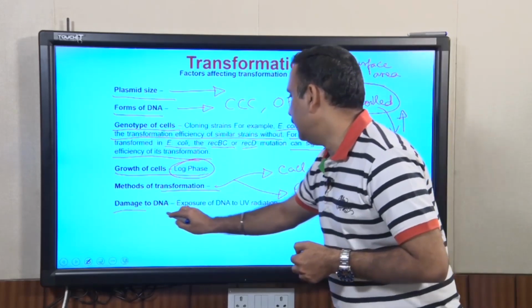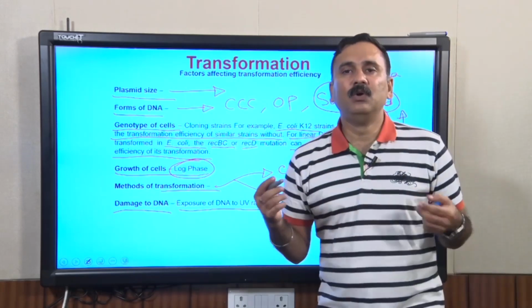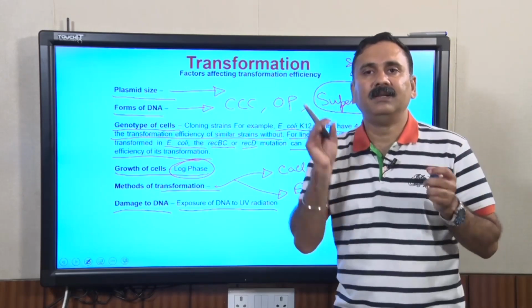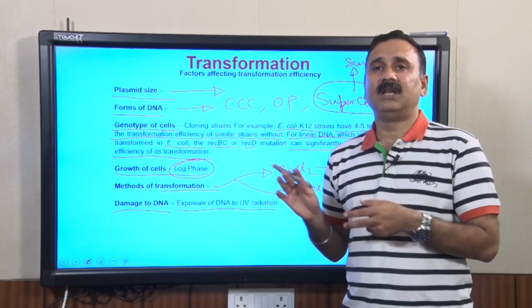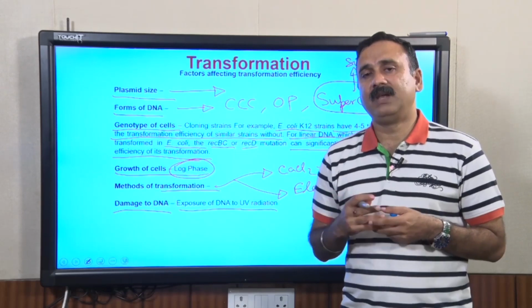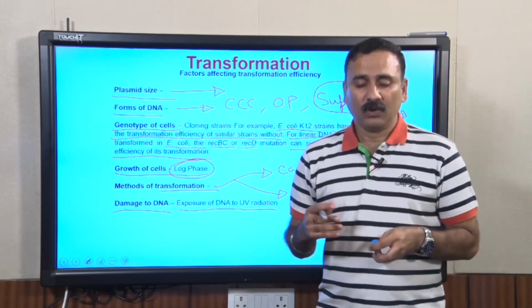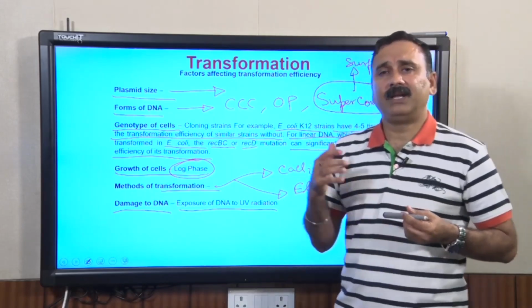Then the damage to DNA. If you expose the DNA to UV, it is going to generate different types of damage in the DNA, and this damaged DNA does not have very high transformation efficiency. So, with this we have discussed the transformation of DNA into bacteria.